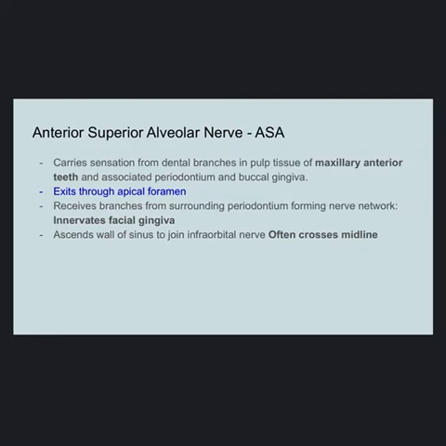So the anterior superior alveolar nerve, or the ASA, carries sensation from the dental branches and the pulp tissue of the maxillary anterior teeth and associated periodontium and buccal gingiva. This exits through the apical foramen. And any one of these, the MSA, the PSA, the ASA, all of these exit through the apical foramen.